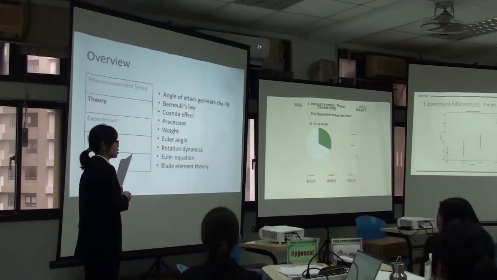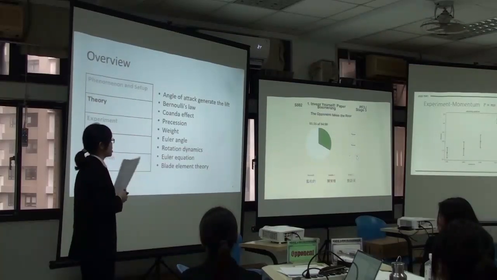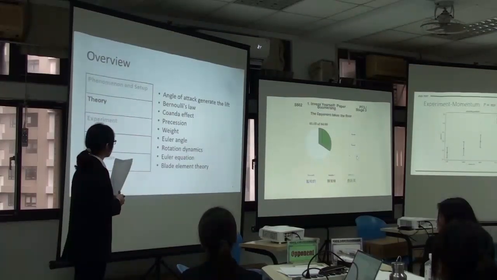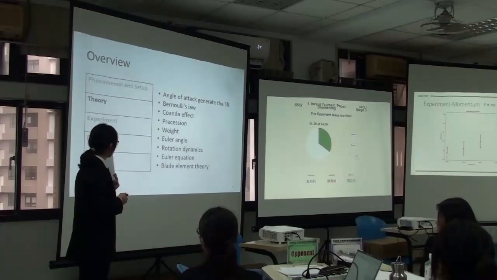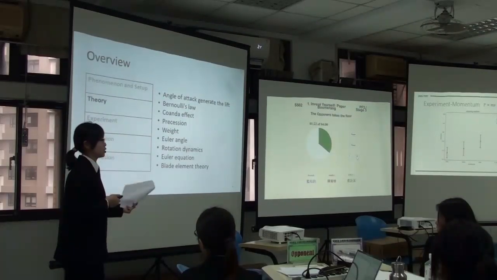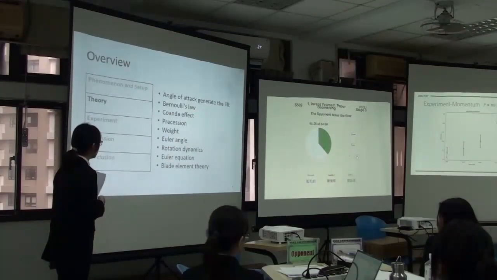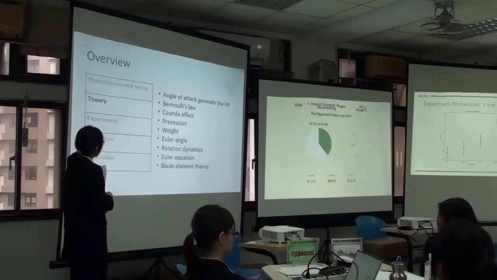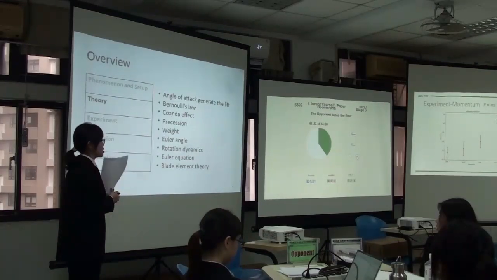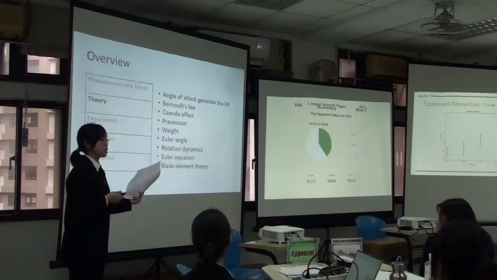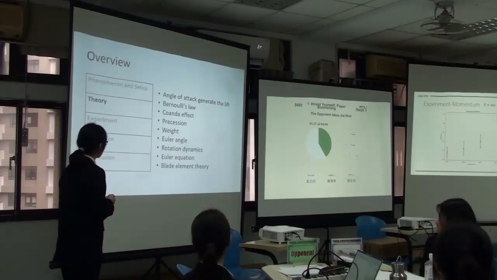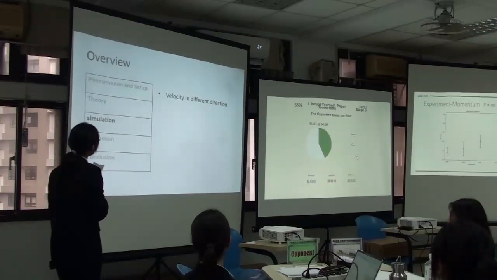But the reporter writes a lot of theta in the report, and I don't know whether it is the Euler angle or another angle. I will ask later. Then the rotation dynamics and Euler equation. But I think a lot of the reporter's theory is not compared to the data, so I will discuss it later. Then the blade element theory, and the simulation is the velocity in different directions.